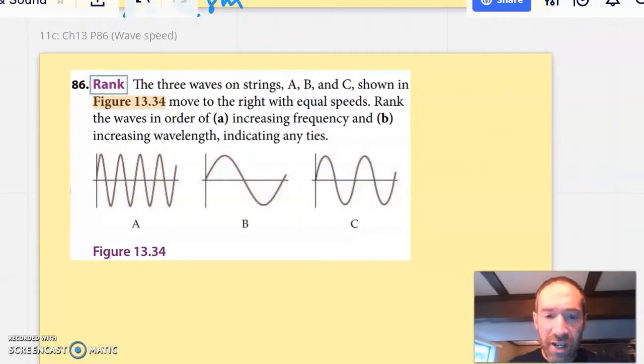86 is a nice one. 86 is showing 3 waves, like you have a photograph of the wave. And so they put them on the XY axis, but realize what you're looking at there. This is y as a function of x and not y as a function of t, like we're going to see in the next example.